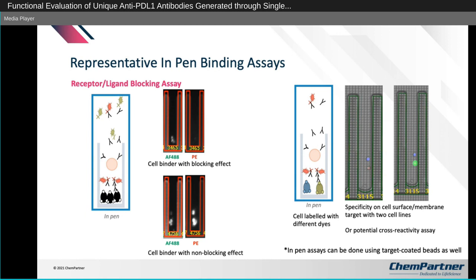Now on the right side, you can see that we have labeled two cell lines expressing target of your interest with two different dyes, here green or violet. Then we introduce detection antibody fluorescently labeled here with PE. The binding signal observed in two channels, PE and FITC, suggests that the antibody is specific to the cell line which was labeled green and not violet. So you can potentially assay, in a format such as this, for antigen specificity to one target with counter screening against another, as well as cross-reactive binding.